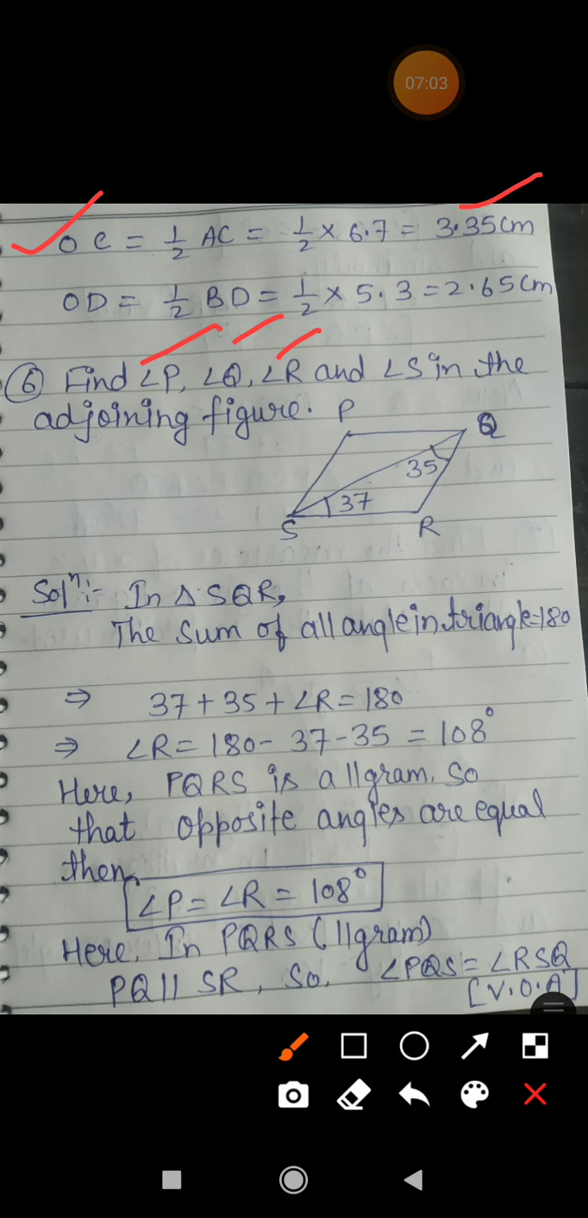You remember one condition also for the parallelogram, that is the co-interior angles. So who are the co-interior angles? These are the co-interior angles: Q and R, and also S and R, and also S and P, and also P and Q. Co-interior means angles on one side. So the sum of co-interior angles is equal to 180.